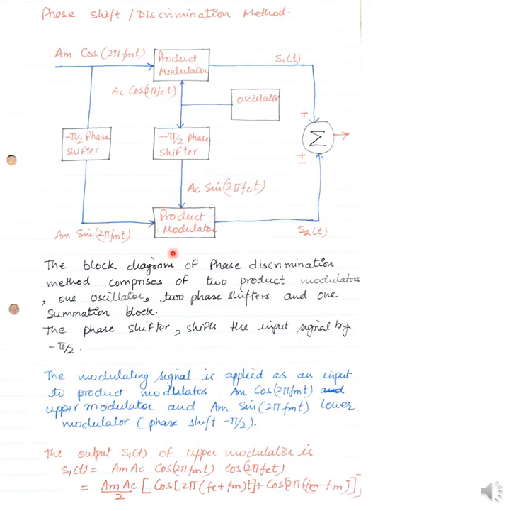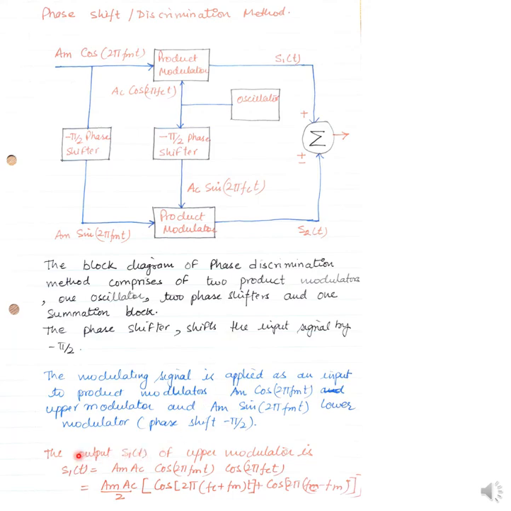So now both of them, the product modulators, give the outputs s1(t) and s2(t), which go to the summer, and then depending upon whether you are doing addition or subtraction, which I'll explain now, you will get the output from here. So I explained how the circuit is working.